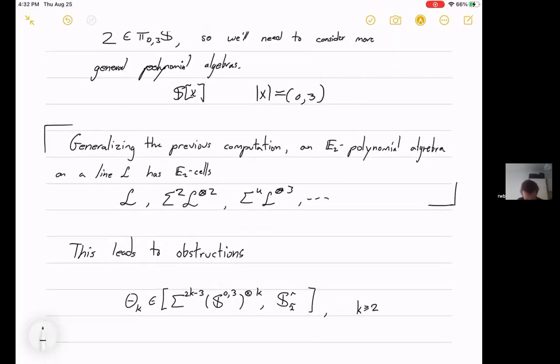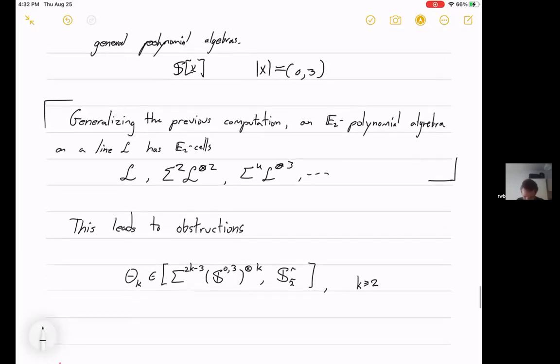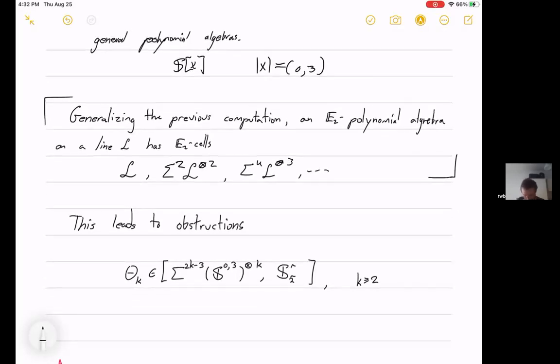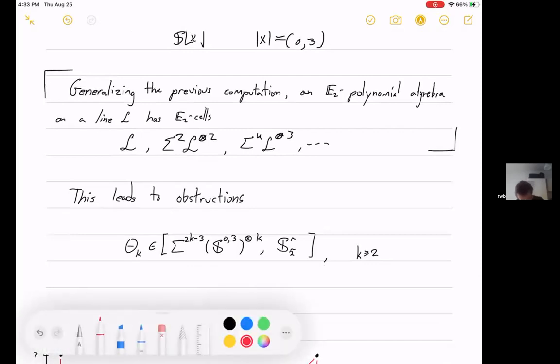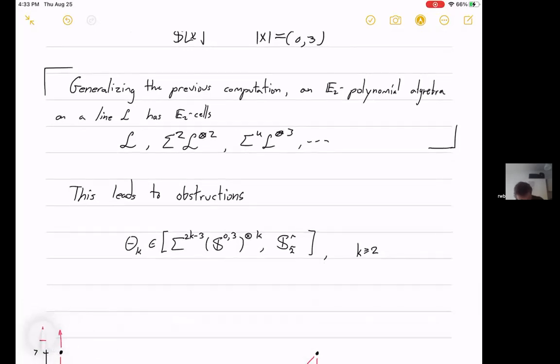So at this point, we plug into that formula (0,3) as our line bundle, and this leaves the obstructions, theta k, living in suspension 2k minus 3, S(0,3) to the k, mapping to the 2 tilde completion of the sphere. These obstructions are for k greater than 2. Let me rewrite this as a homotopy group: pi 2k minus 3, k plus 3 of the 2 tilde completed sphere.